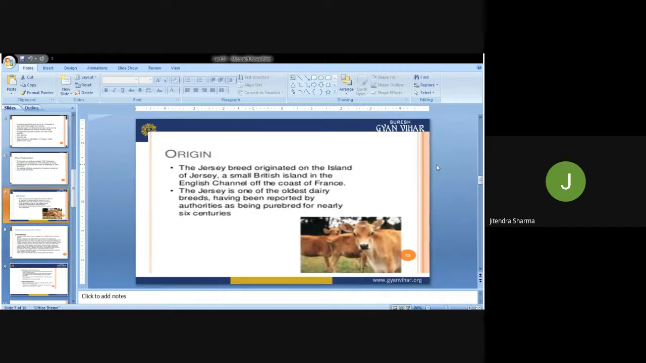Now the second breed, which you will see on the screen, is the Jersey. It originated from the island of Jersey, a small British island in the English Channel off the coast of France. The Jersey is one of the oldest dairy breeds, having been reported by the authorities as purebred for nearly six centuries.